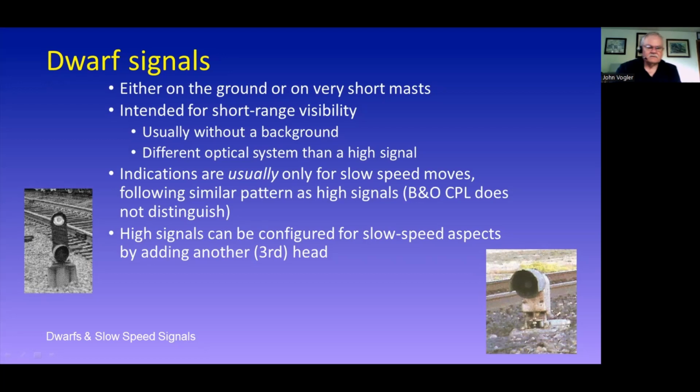High signals can also be configured for slow speed aspects. So think about what we just did with the diverging. We added a head to a high signal to have a two-headed signal. Well, we could add a third head, and that would govern only the slow speed route. I don't think model railroads need to go to that much trouble, but you certainly can. Yeah, it adds a lot more lights.